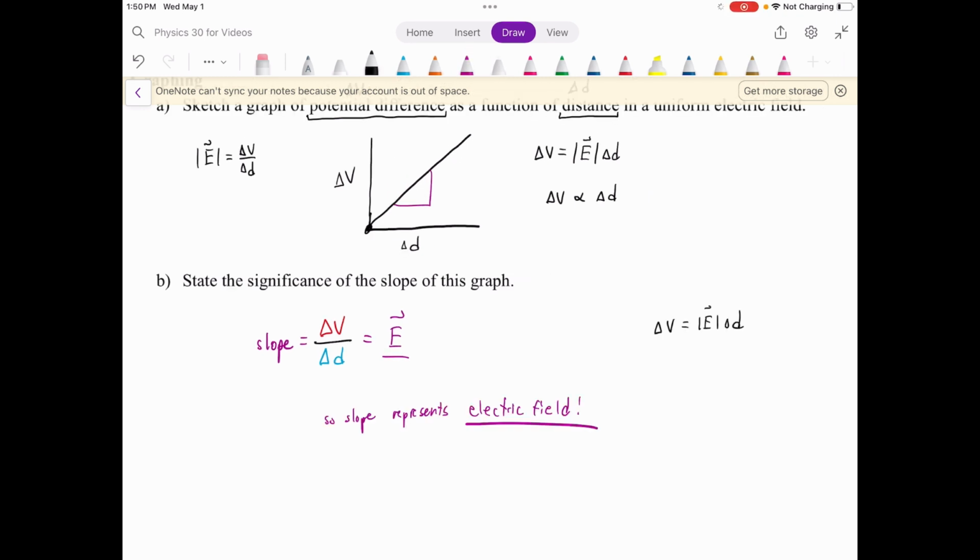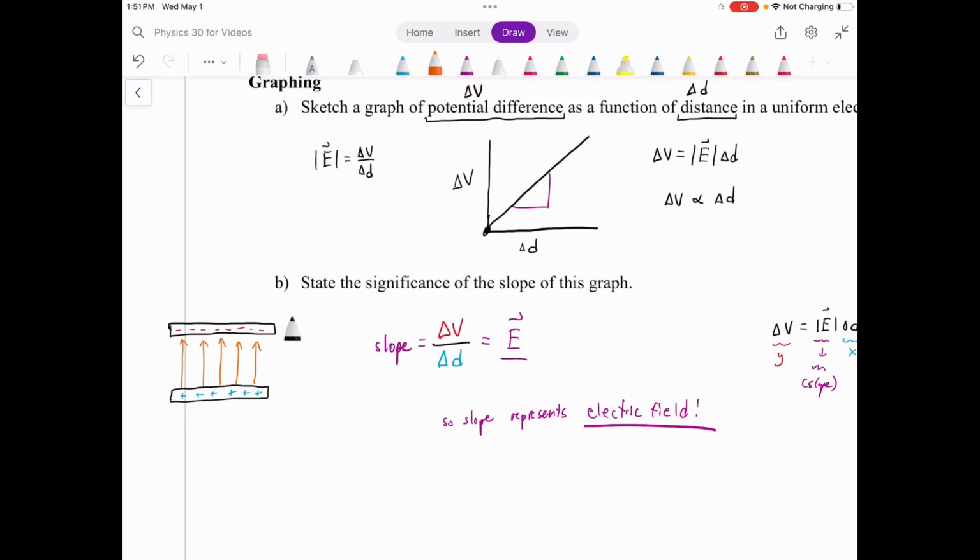Looking at it this way as well, we could get the same result. If I rewrite it in y equals mx, y variable, x variable, we can see that the slope, m, would be the electric field strength.